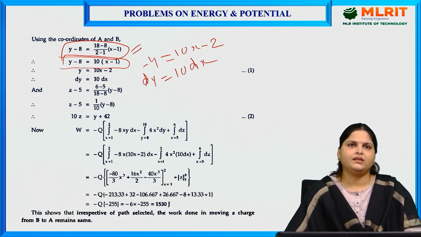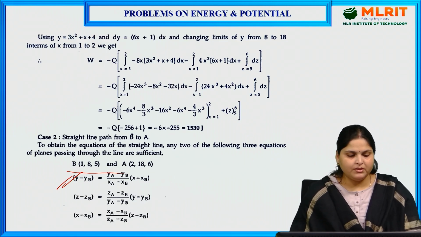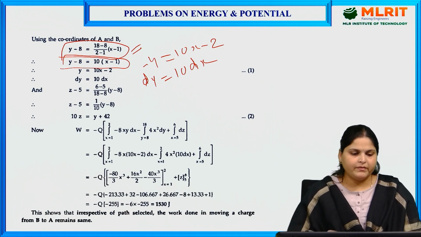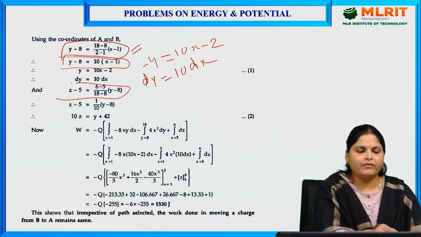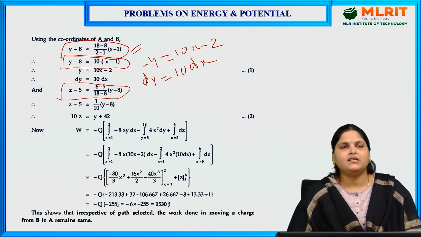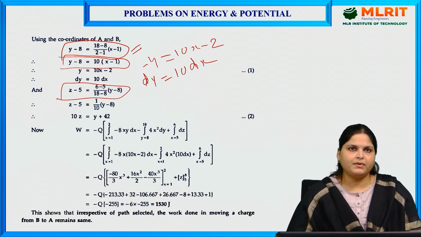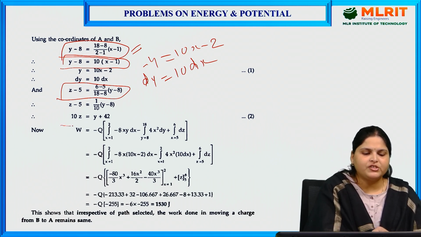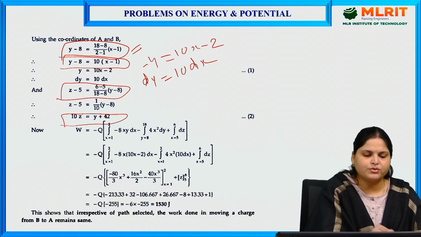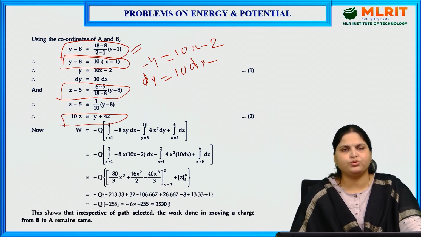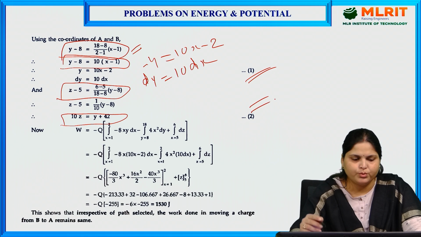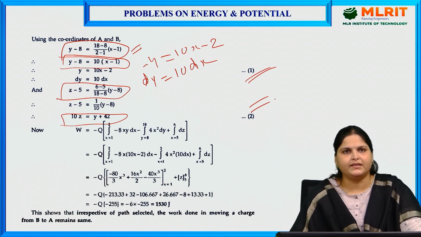Now let's take another equation, this second equation also. We will again put the values of the A and B coordinates and we get Z minus 5 is equal to 6 minus 5 upon 18 minus 8 into Y minus 8. On further solving, we get the equation as 10z is equal to y plus 42. We are going to consider these two equations of straight line.